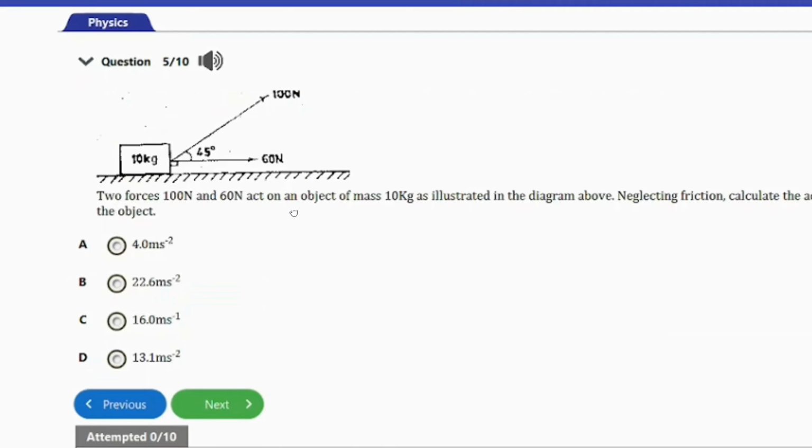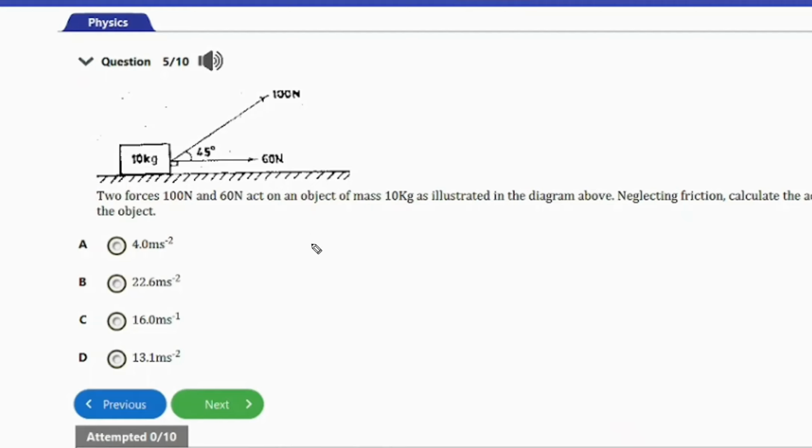So the next question here is question number 5. It says, two forces, 100 newtons and 60 newtons, act on an object of mass 10 kg as illustrated in the diagram above. Neglecting friction, calculate the acceleration of the object. So guys, for this here, we are going to calculate the vertical and horizontal components of the 100 newtons here, and that's because this component is actually inclined.